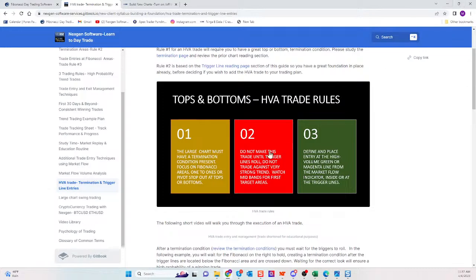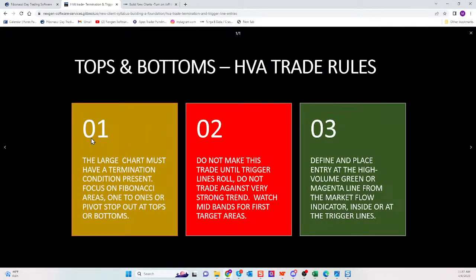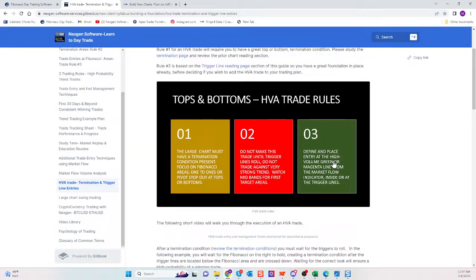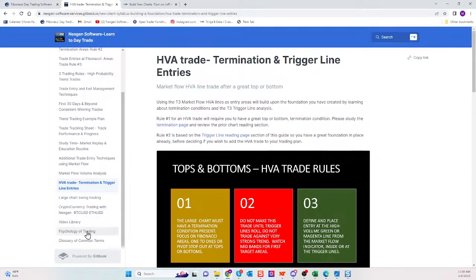Because what a lot of people do, more times than not, is they don't have a termination condition, the triggers don't roll, but they say, I'm taking an HVA trade, and I see an HVA line, so I went short, even when all the triggers are up, or I went long, even when all the triggers are down. So make sure that you understand the trade, guys, and as you study it, write your rules on the charts, post it in the room. We'll talk about everything that you see. Does that make sense?